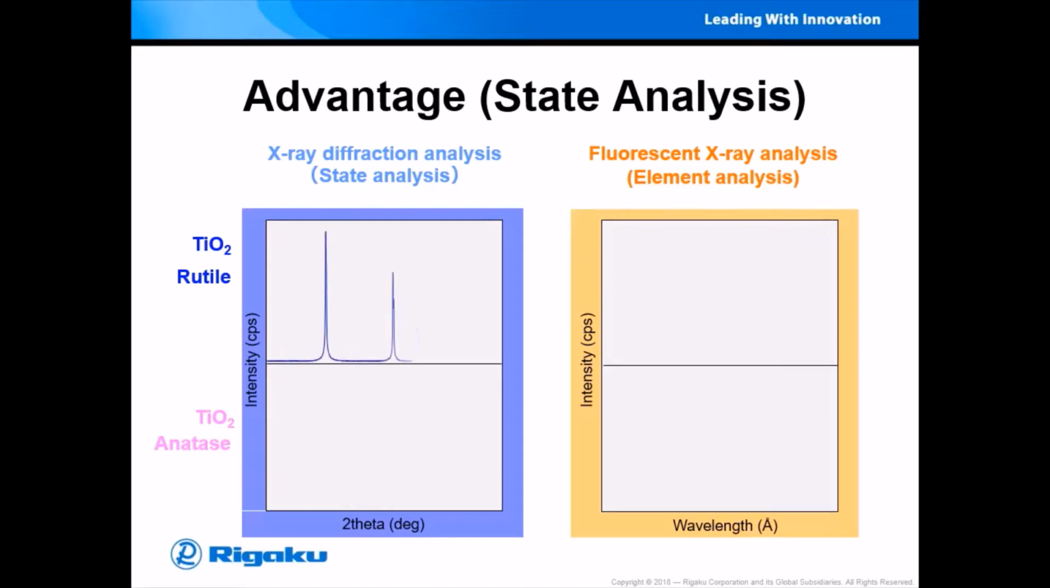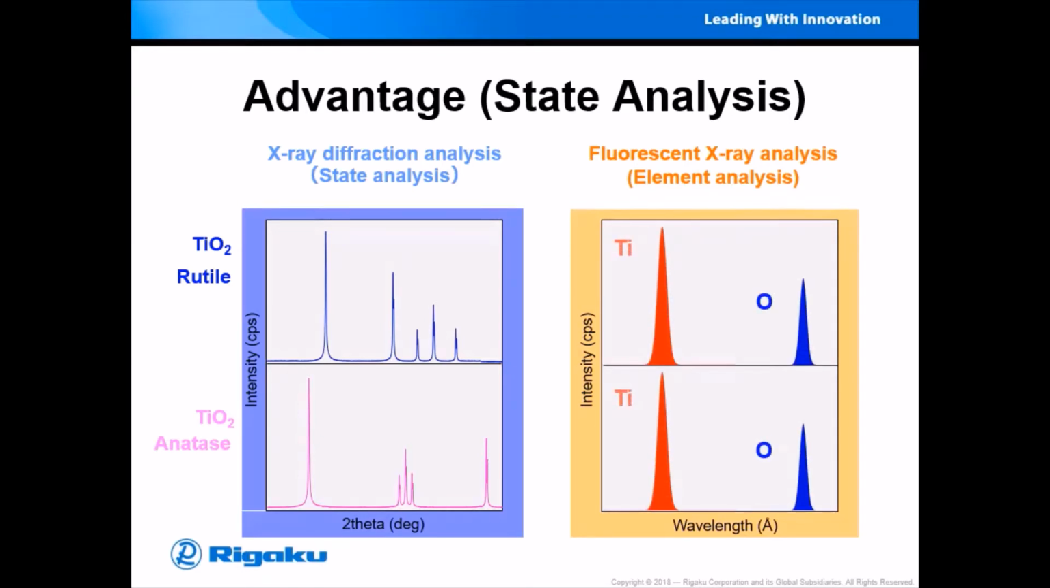Therefore, rutile and anatase in a sample are identified by distinguishing each pattern by X-ray diffraction analysis. But we can find only elements titanium and oxygen by fluorescent X-ray analysis. In spite of the superimposed patterns of the mixture with rutile and anatase, each pattern is separated and compared to PDF cards for identification.